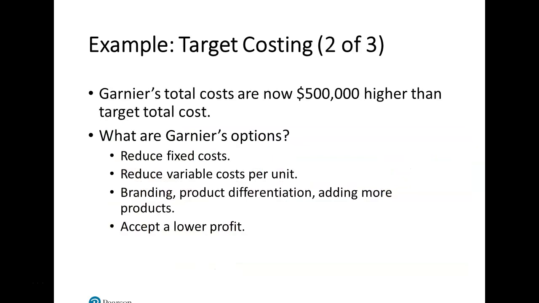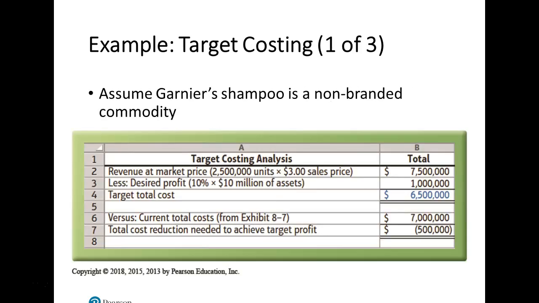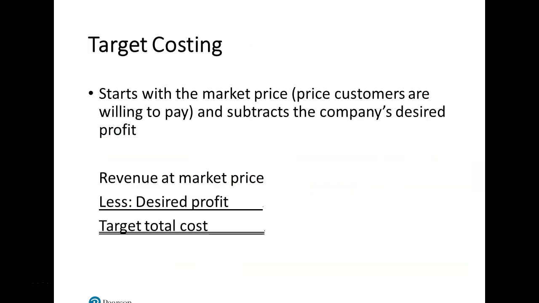Now, when you're talking about your target cost, you're talking about how much money you need in order to make this product commodity. Well, my target cost is 6.5, but I have my current cost at 7 million. So I have to reduce the cost in order to achieve my profit. And this is not something that you're going to see in your set of financial statements. You're never going to see it. You'll just see the output or the end result of a decision like this.